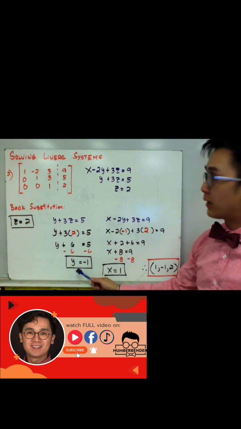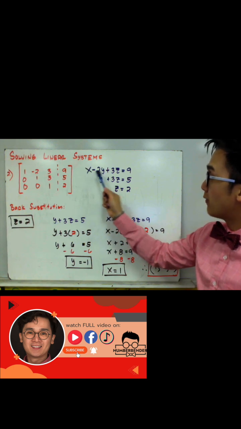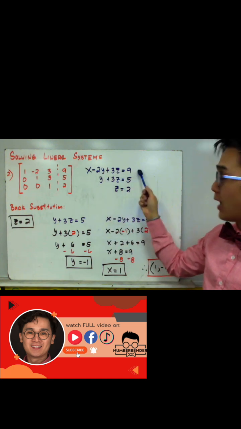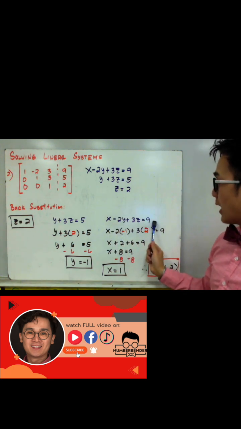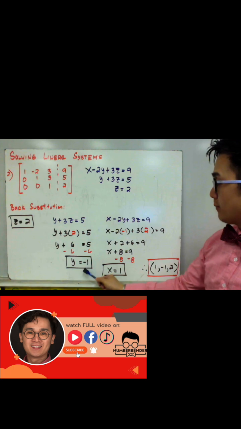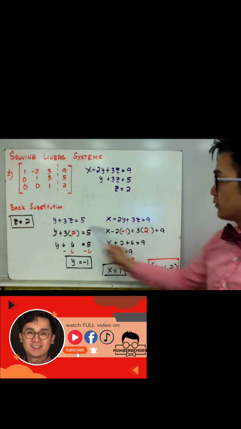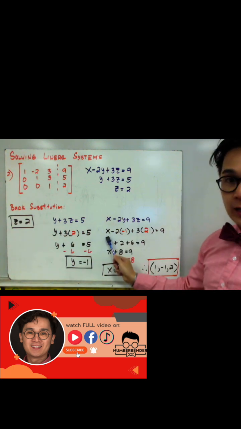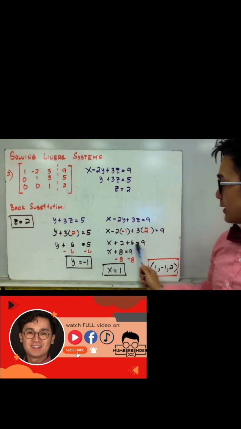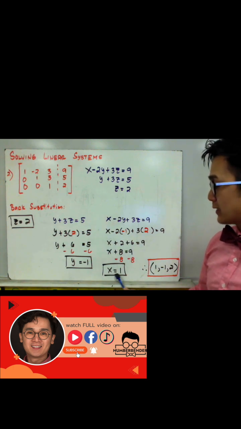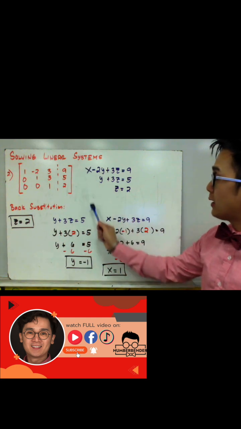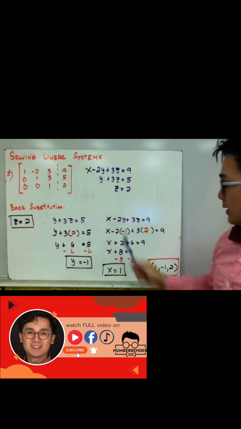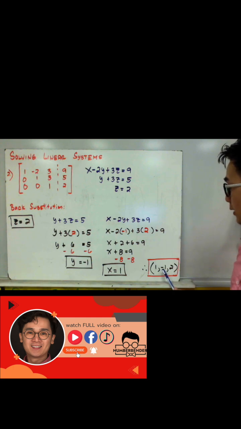Now we just need to find the value of x by substituting the value of y and z in line number 1. So if we have x minus 2y plus 3z is equal to 9, replacing y by negative 1 and replacing z by positive 2, we'll be able to find the value of x. So we have x plus 2 plus 6 is equal to 9. Therefore, x is equal to 1. So finding all the values of our variables, we now have the solution for our 3 variable linear system, and that will be 1, negative 1, positive 2.